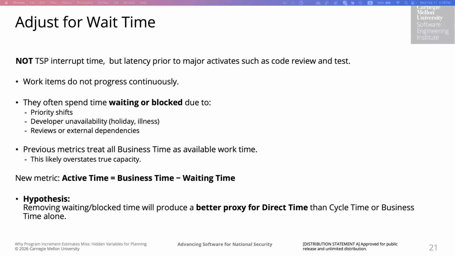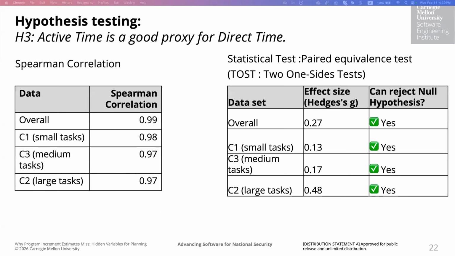So both cycle time and business time effectively assume that all available business hours are being put into that particular item, and that particular assumption is removed over here. So the hypothesis is that if we remove the waiting time, what's left should align more closely with direct time as compared to cycle time or business time. So now we test the third hypothesis, that this active time is a good proxy for direct time.